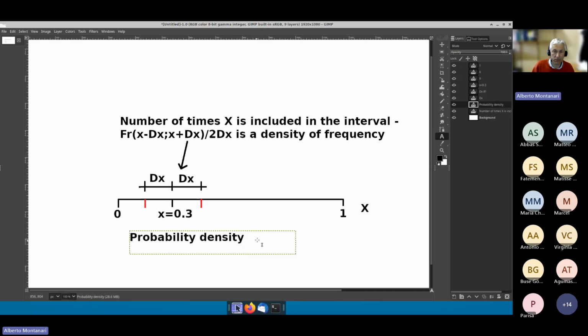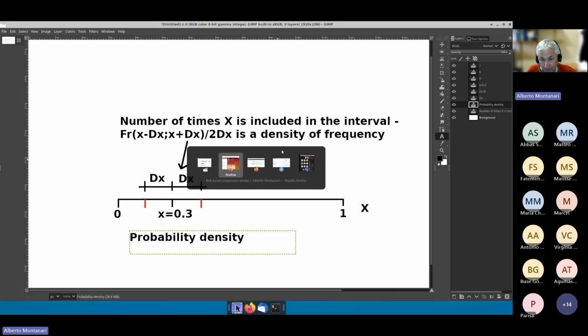I just defined the probability density. So the density of frequency can be assimilated to the density of probability. The definition is not complete. Now, why is it not complete? Because, let me move to the website to show you the formal definition. You will see that there is an addition.